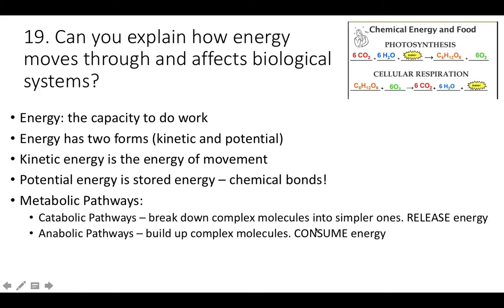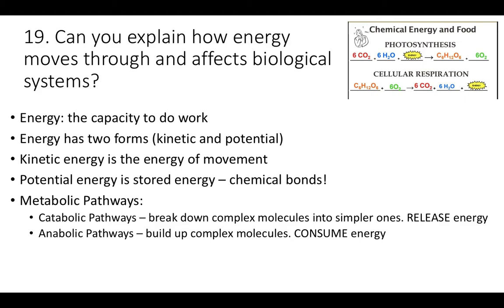So number 19 said, can you explain how energy moves through and affects biological systems? So first of all, what even is energy? Energy is the capacity to do work. All energy can be categorized into two main forms, which are kinetic and potential energy. Kinetic energy is the energy of movement, and potential energy is basically any stored energy. So we're going to look at potential energy a ton in biology because this is our chemical bonds.